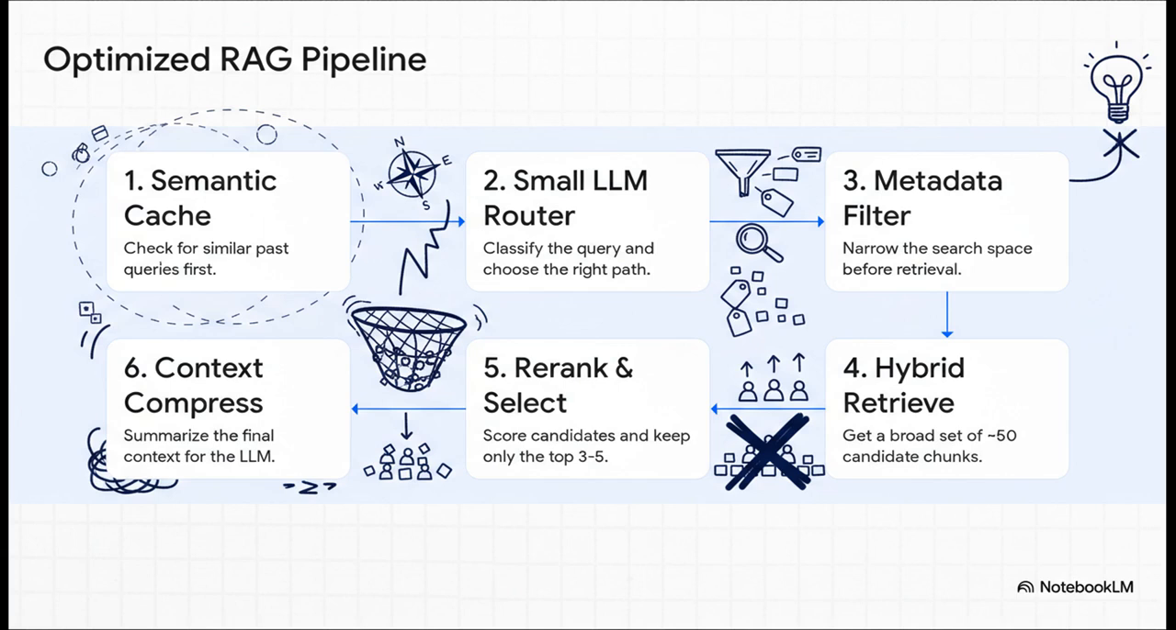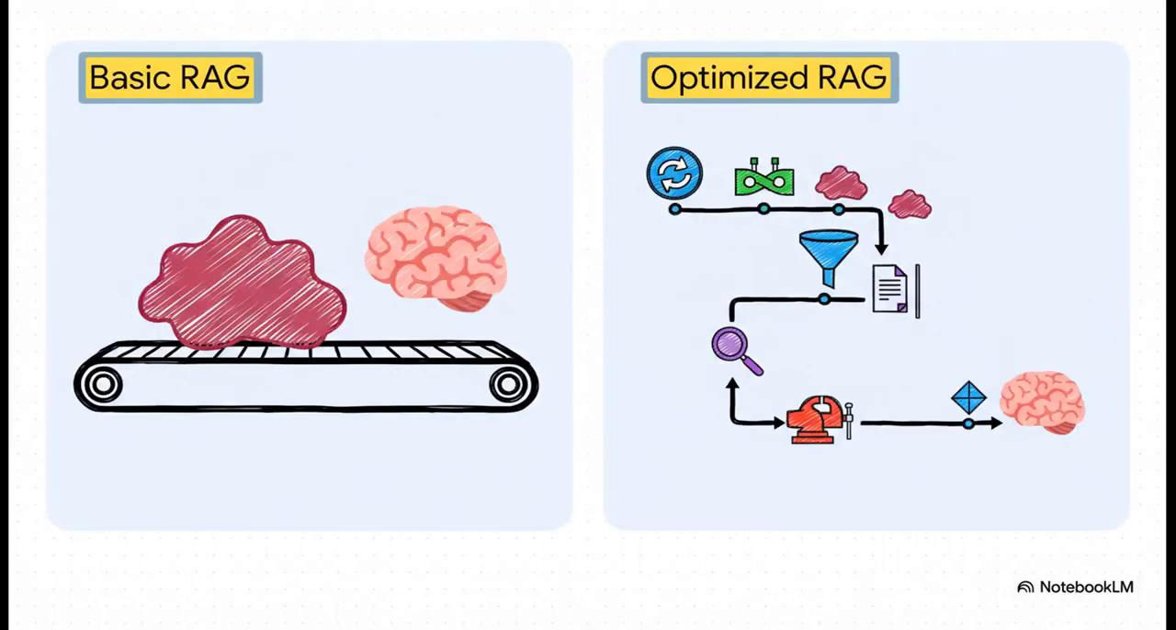The router points it in the right direction, and we apply our metadata filters to shrink that search space. Then we retrieve broadly, re-rank aggressively, and compress the context tightly. Before, and only then, do we let it anywhere near our expensive final model. The difference is stark.